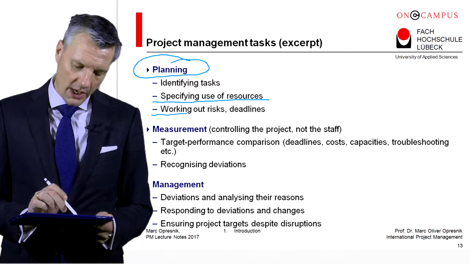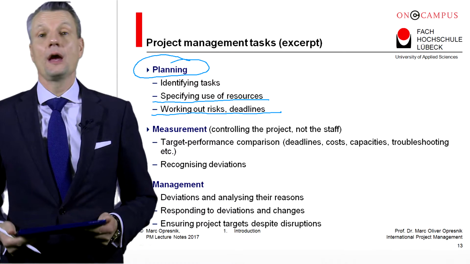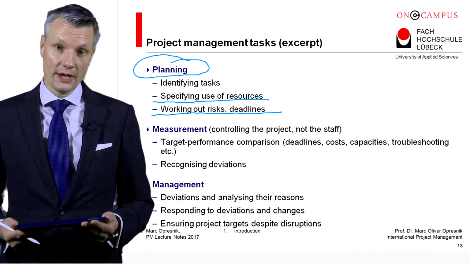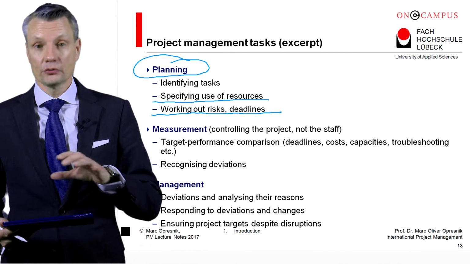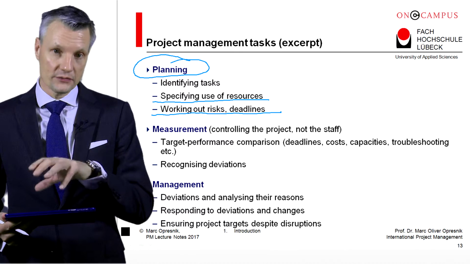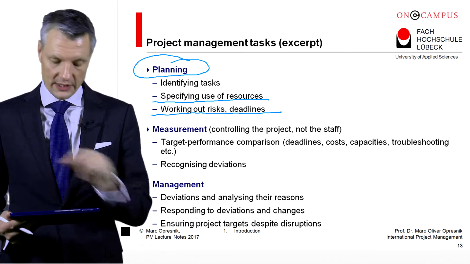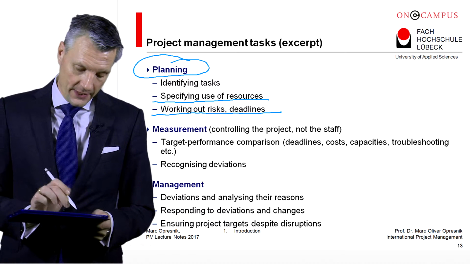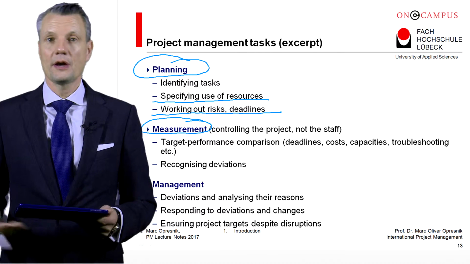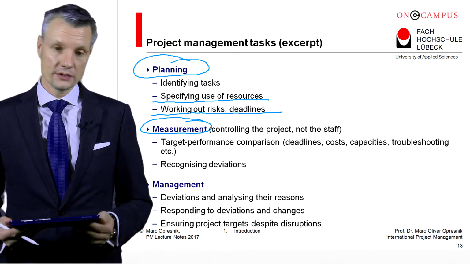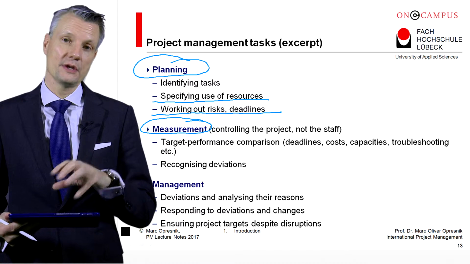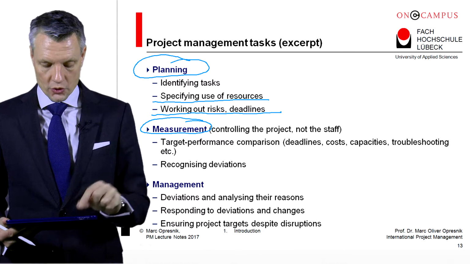Then you have to work out risks and deadlines. So you have to do a proper risk analysis. And also you have to specify certain kinds of deadlines for each task that needs to be done, of course. Then the second big element which is involved in sophisticated project management is measurement, assessment, controlling.